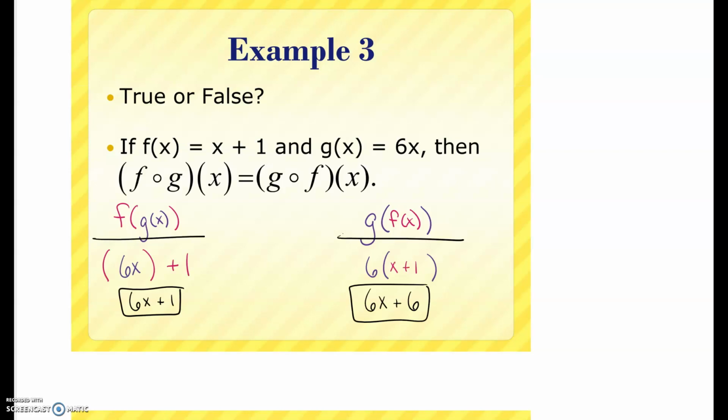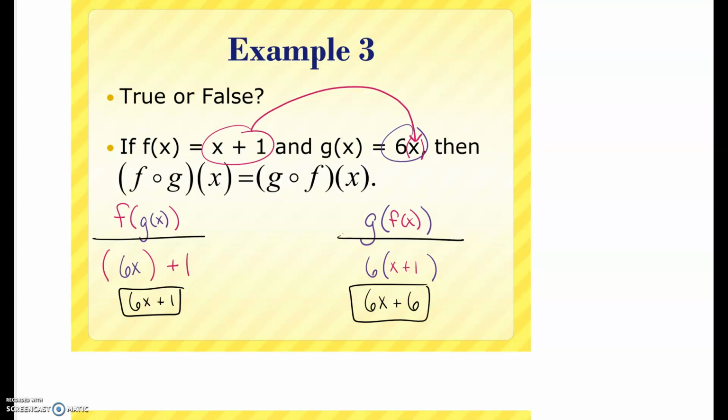For f of g of x, we are plugging that 6x, that g function, into the x of the f function. So the 6x is going in place of that x. We end up with 6x plus 1. When we do g of f of x, we're plugging x plus 1 in place of that x, which means you need parentheses and you have to do 6 times all of that f function, x plus 1. We end up with 6x plus 6.